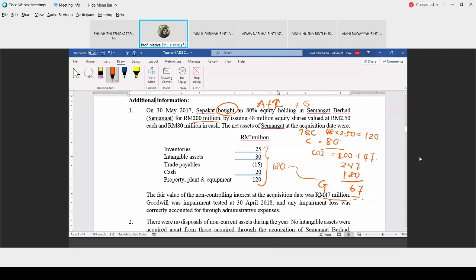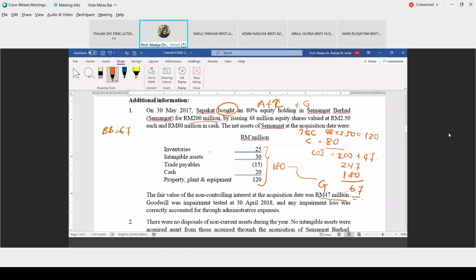So once you have a goodwill of 67, it said that goodwill was impairment tested on 30th of April. Impairment loss is going to be transferred to the administrative expense. So we need to check whether there is an impairment loss. You look at your goodwill here. Goodwill's beginning balance here is 67 from this one.